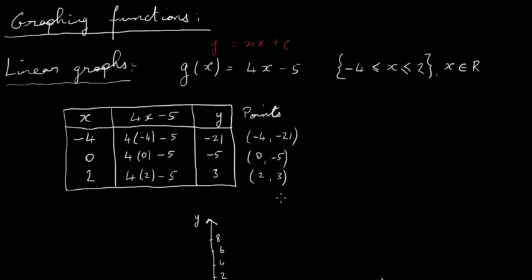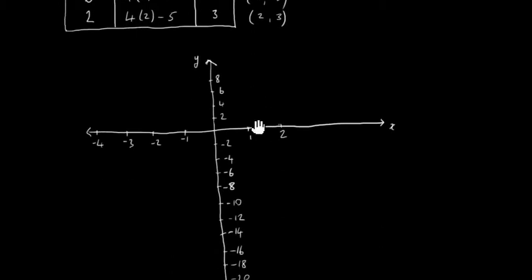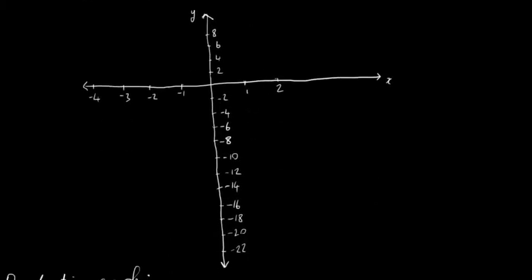So now I have my 3 points: this one here, minus 4, minus 21, this one here, 0, minus 5, and 2, 3. So let's plot those 3 points and see what we get. The first one is minus 4, minus 21. Let's plot that one. Minus 4 and minus 21 is approximately here. That's my first point. So this is minus 4, minus 21.